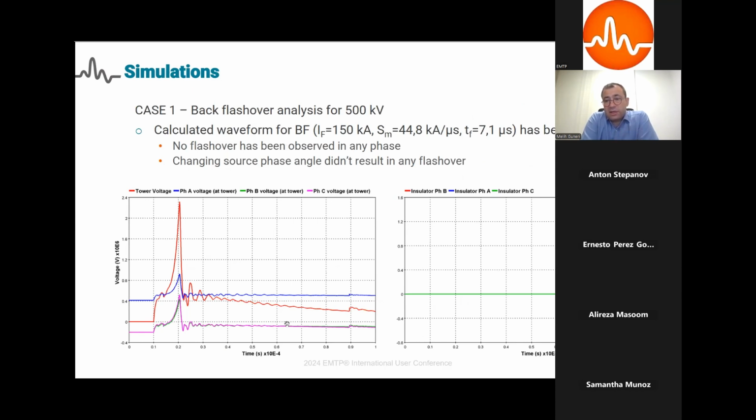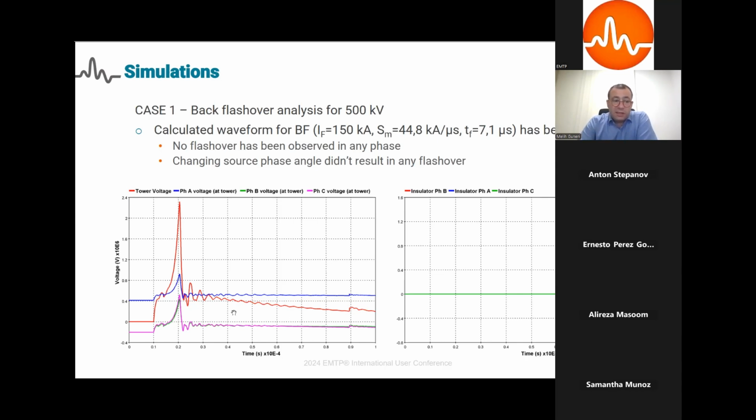As we have described the calculation methodology for the back flashover waveform, the result for that analysis was that the crest current is 150 kiloamps with a steepness of 44.8 kiloamps per microsecond and a front time of 7.5 microseconds. When we apply this lightning surge to the first, second, third towers of interest in the area of interest, I mean, of the line section, we didn't observe any back flashovers on the insulators.